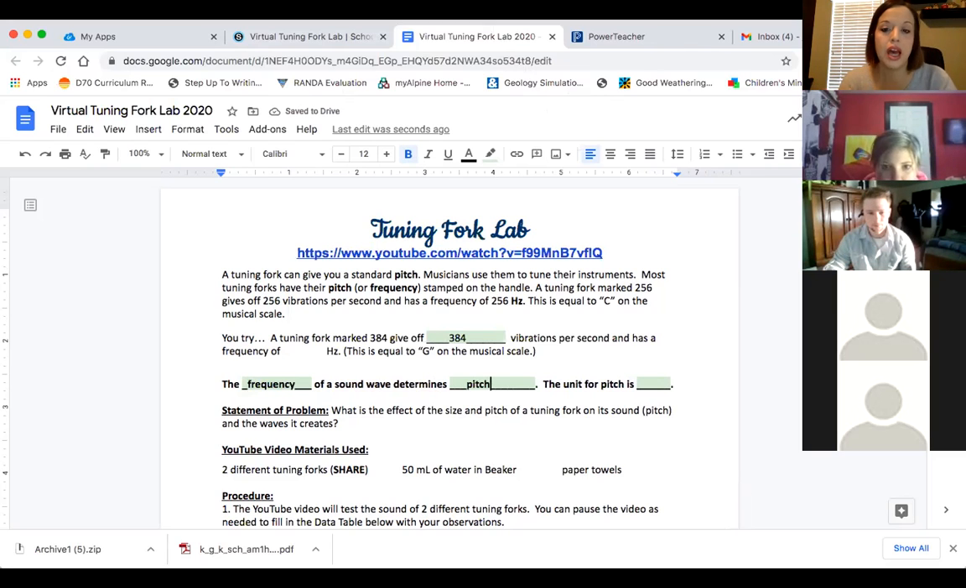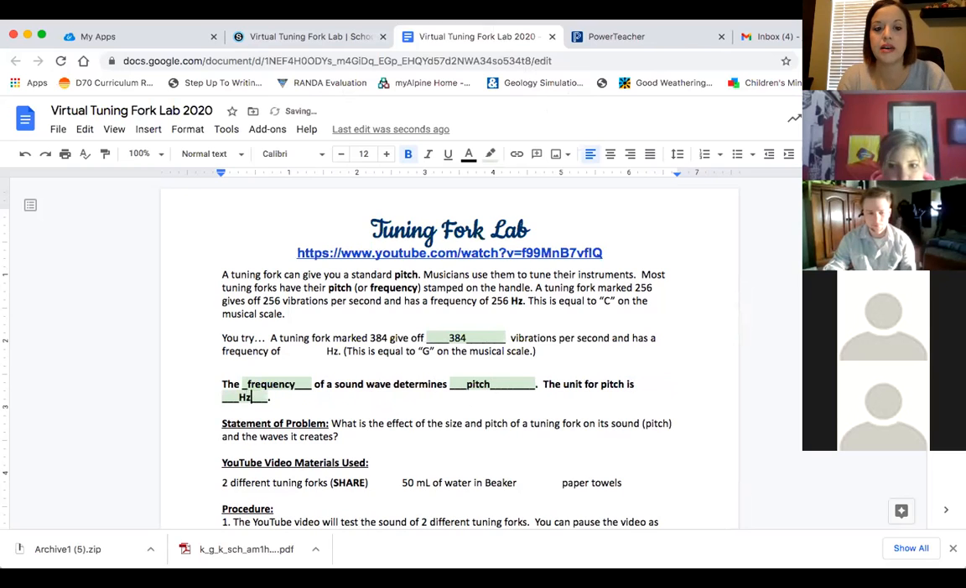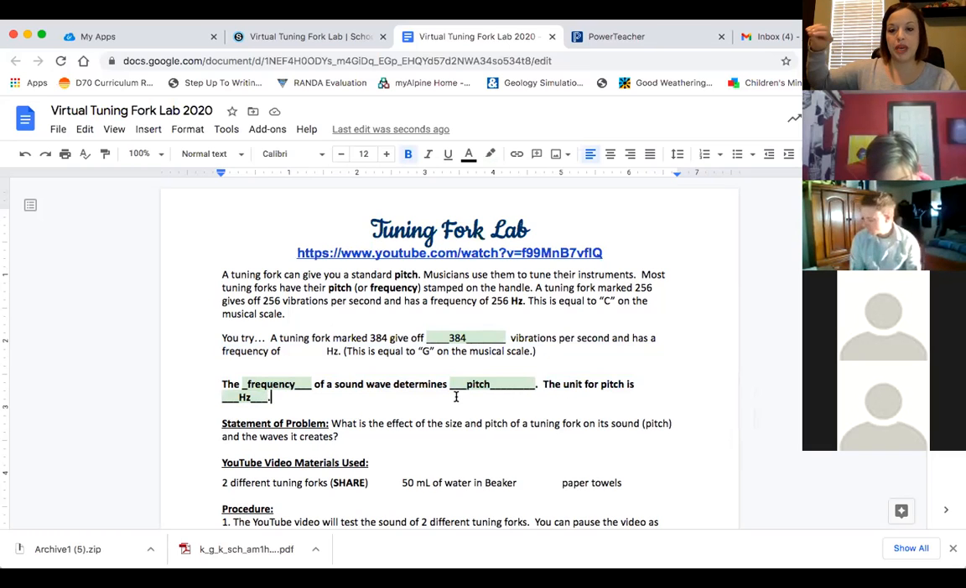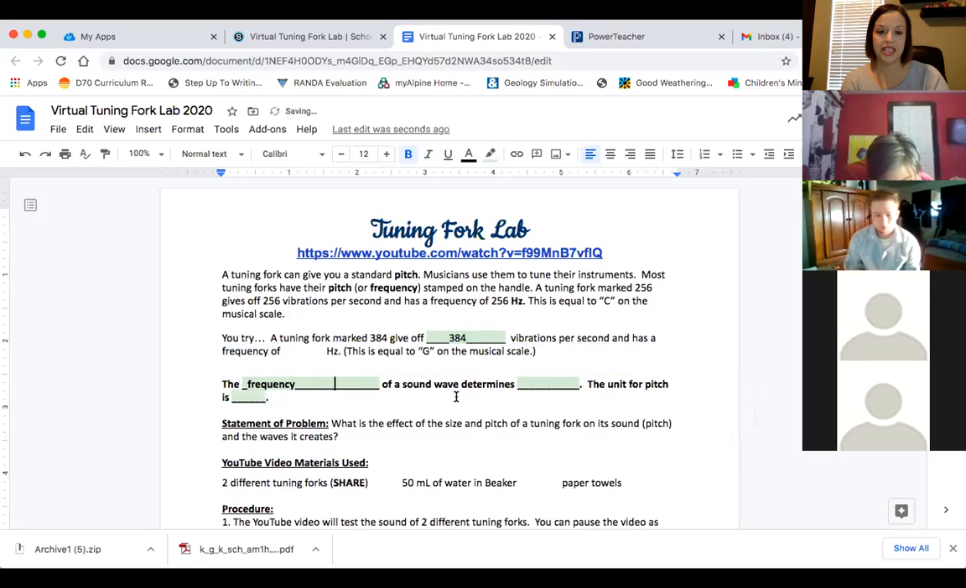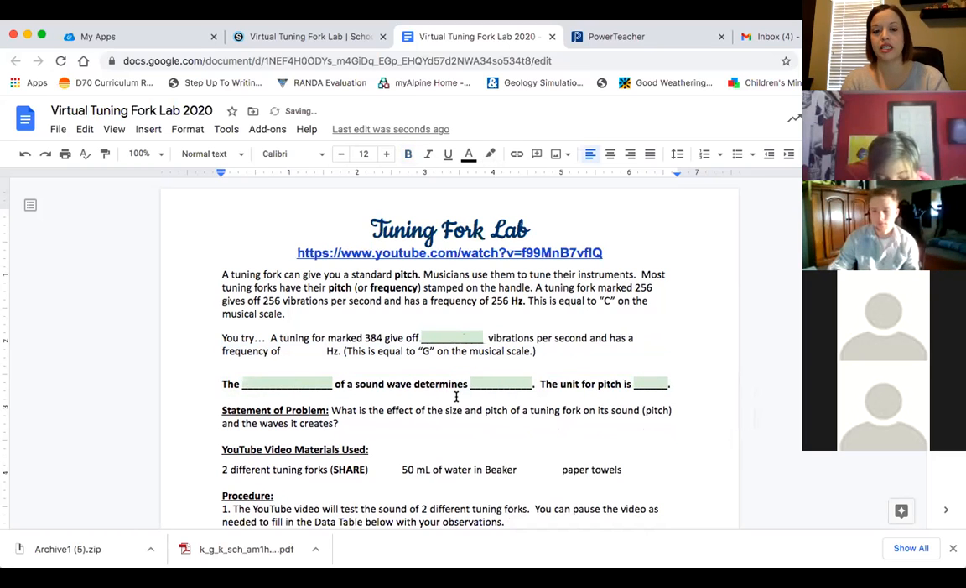That went to group 3. And the unit for pitch, right up here when Raya was reading, it's right up here. It's hertz, Hz, and that was also in our notes yesterday. Okay, so you will have to fill in those little blanks when you do your lab, whether you're doing it now or later. So it's the frequency of a sound wave determines pitch, and the unit for pitch is hertz or Hz.